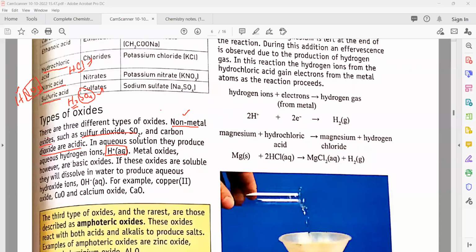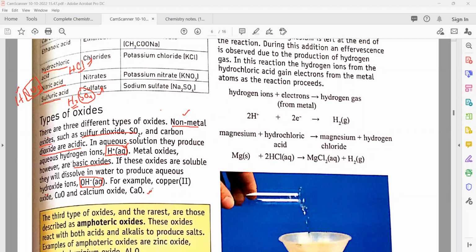Or you can say proton donor. Metal oxides, however, are basic oxides because their pH goes more than 7. If these oxides are soluble, they will dissolve in water to produce aqueous hydroxides, OH negative ions. Same as we learned about acid and base. Examples of basic oxides are copper, Cu, and calcium oxide.